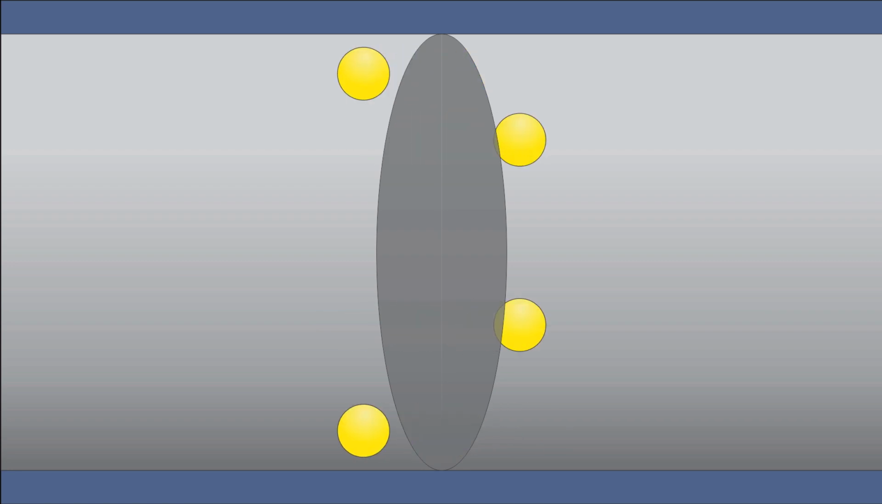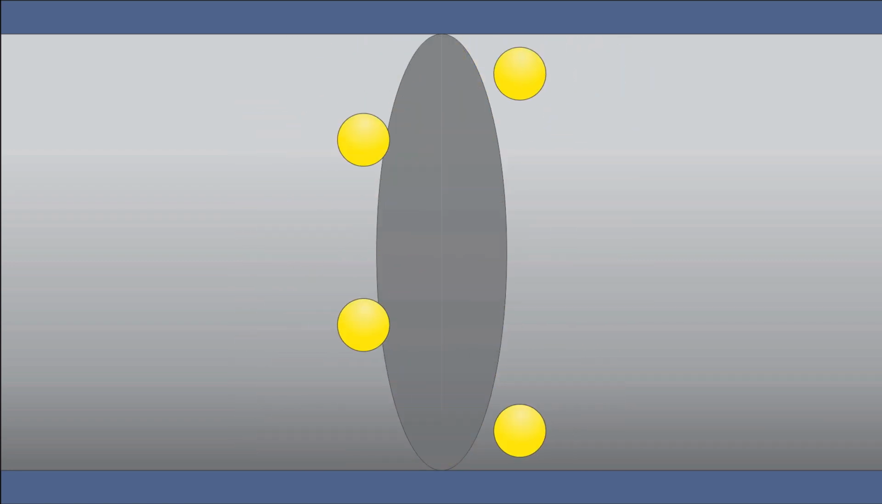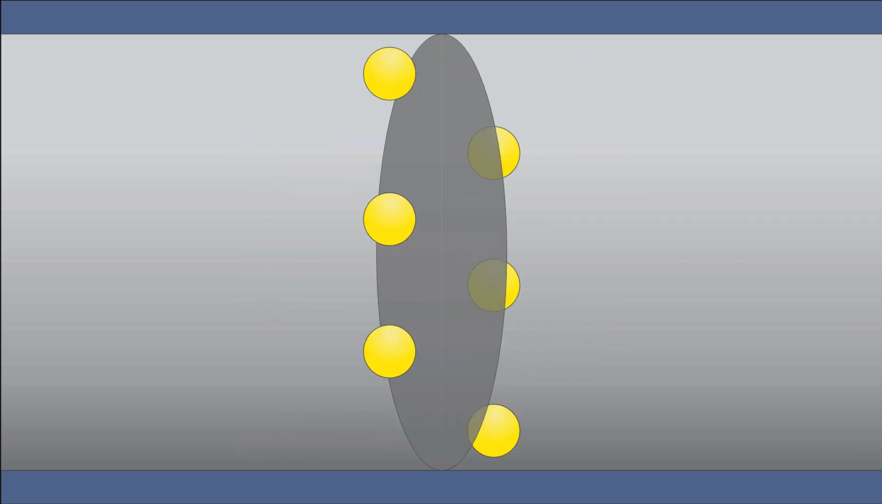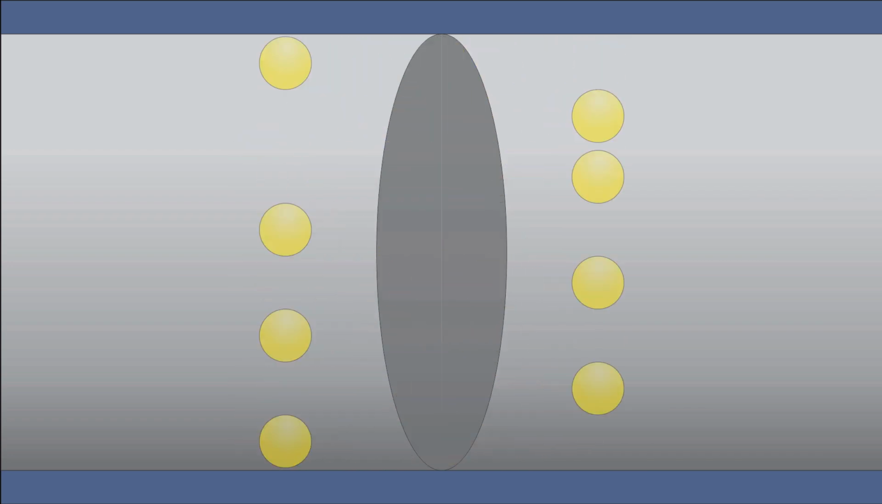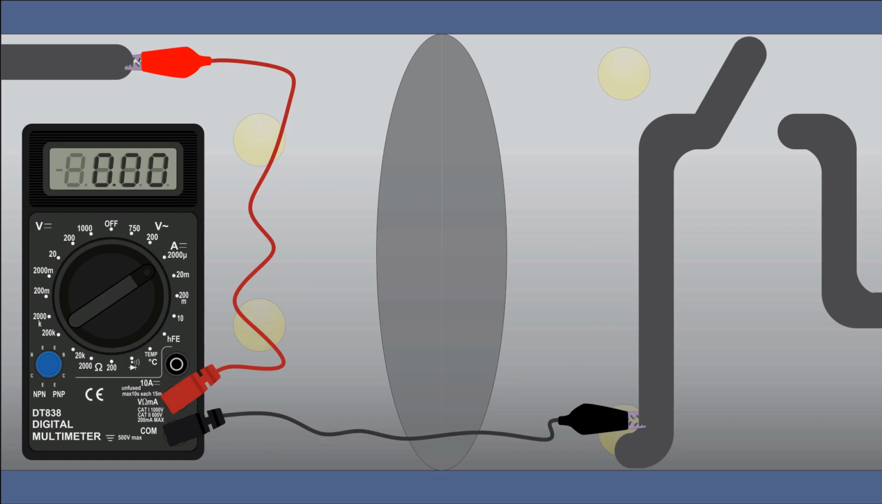But if we look at a cross-section of the conductor, the sum of electrons that pass through the cross-section in one direction is on average equal to the sum of electrons that pass through in the opposite direction. Therefore, the average net velocity is zero, the charge is balanced and no current flows.